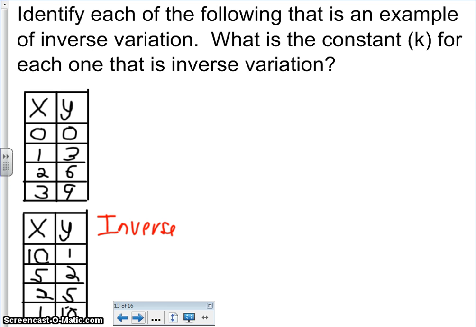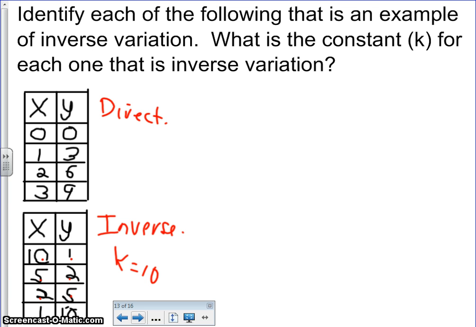It's inverse variation because x times y is always equal to a constant. 10 times 1 is 10. 5 times 2 is 10. 2 times 5 is 10. 1 times 10 is 10. So our constant is 10. Just to review, the top one was actually an example of direct variation. So you can see the two of them side by side.